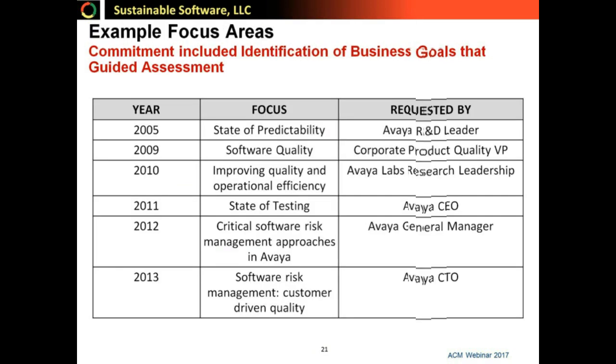So here are some examples of that first step, that is, establishing goals and commitment. Each year, the assessment had a focus, and it was based on a business goal that was important to the corporation at that point in time. So for example, in 2011, our CEO asked us to examine the company's quality processes. He was especially concerned and interested in our assessment of the testing processes throughout the life cycle. So he wanted to know, well, what are we doing that's effective? Where are there gaps? What can be improved? And so, as a result, the state of testing was a focus of the 2011 assessment.